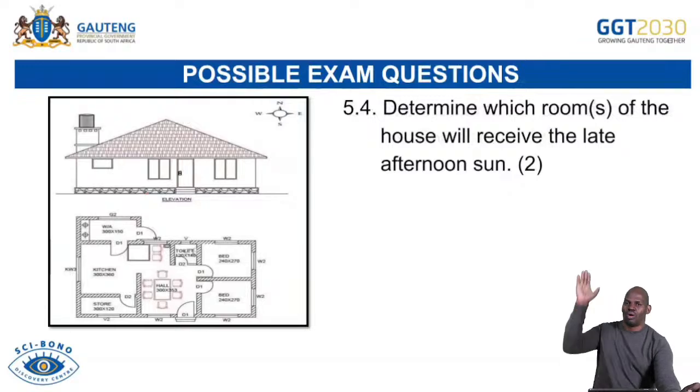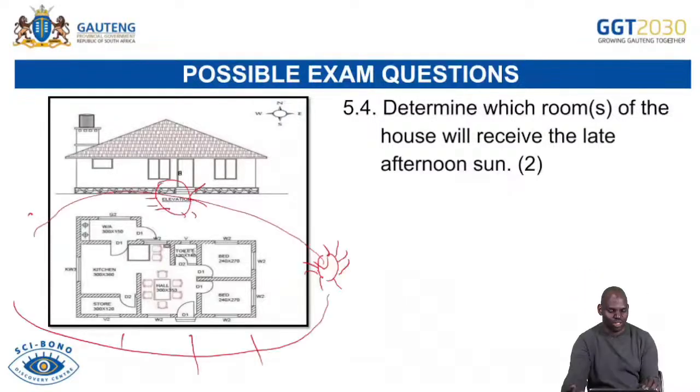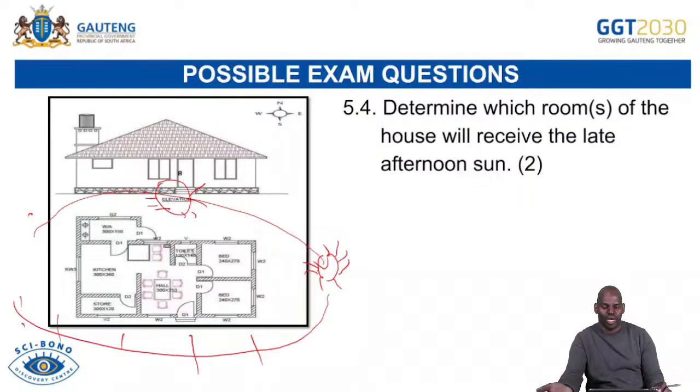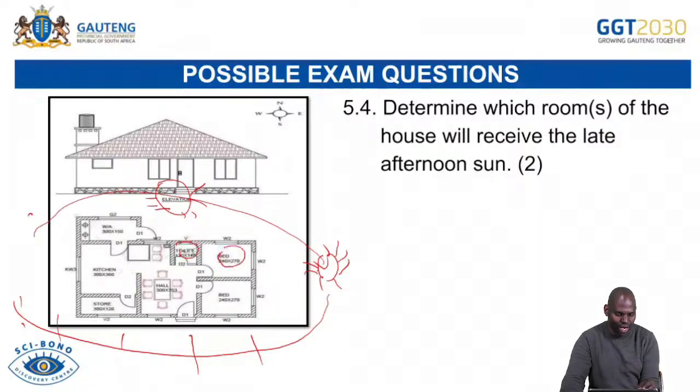So the sun goes up, but it is not possible. The sun does not move to the southern side. It moves only to the northern side. So in this case, now I can indicate which rooms. So obviously during the day it's going to be this one, the bedroom, and it's going to be the toilet, and then it's going to be the washing area. There's W and /A, so that is the washing area.